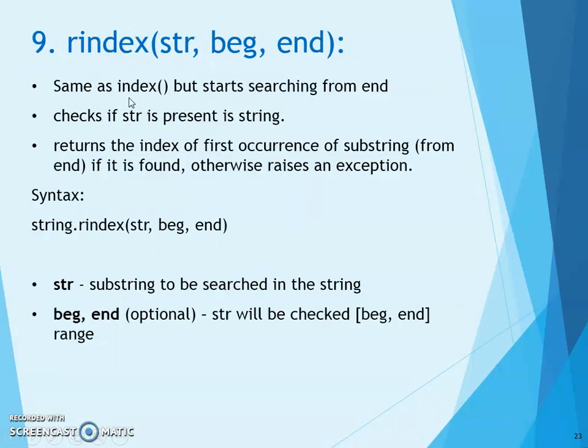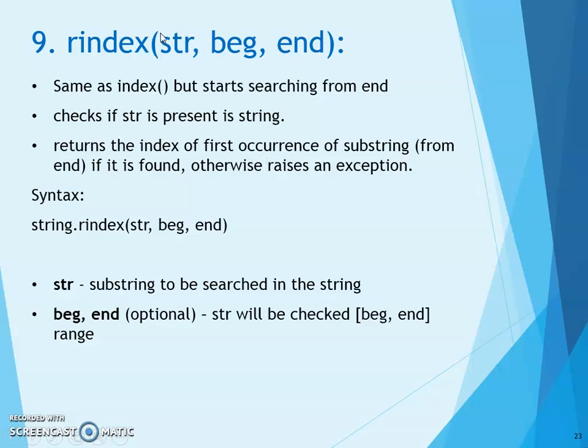The rindex method is the same as the index method that starts searching. The only difference is that rindex starts searching in reverse order, that is, from the end. It will check whether the substring is present in the original string, starting from the end. If it finds the first occurrence of the substring, it will return the index. If the substring is not present, then it will raise an exception.